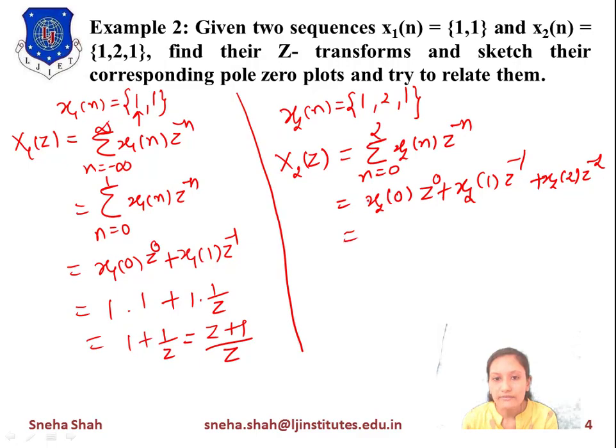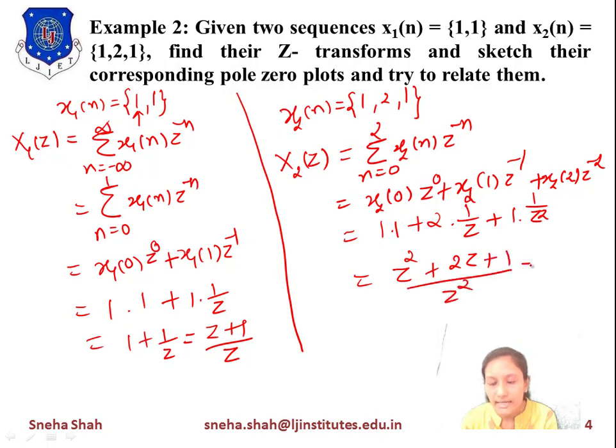Now we take the value of x2 of 0. At n equals 0 its value is 1, z raised to 0 equals 1, plus x2 of 1. At n equals 1 its value is 2, z raised to minus 1 means 1 by z, plus x2 of 2. At n equals 2 its value is 1, z raised to minus 2 means 1 by z square. If we simplify, z square multiplies here, so the final value becomes z square plus 2z plus 1 upon z square. Converting in terms of a whole square, it becomes z plus 1 whole square divided by z square. So we have found the z transform of these two sequences.